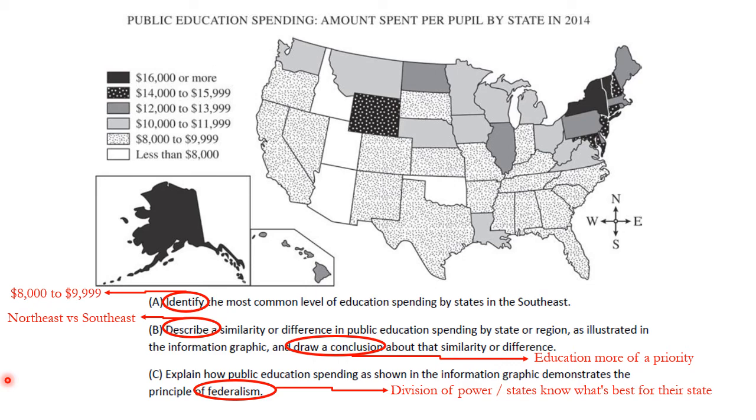The federal government will handle national issues, and then each state has its sovereignty to handle what's best for its state. And different states, different cultures, some states are going to really want to pump a lot of money into public education spending. Some states may just have a different dynamic, and that's not what's best for them. So they're going to do something different. All right, so I've scribbled that down: division of power, and states know what's best for their state.